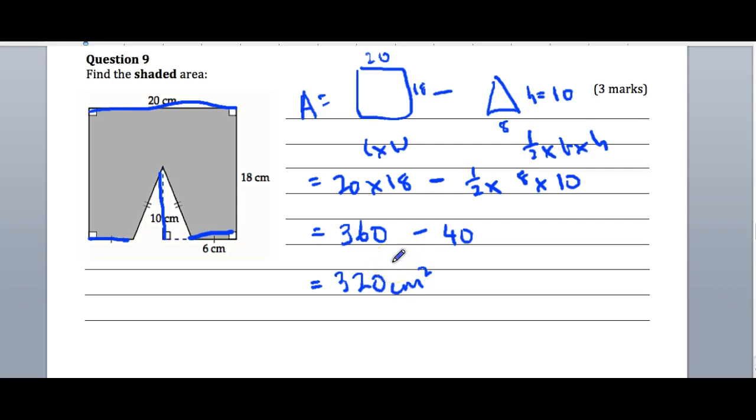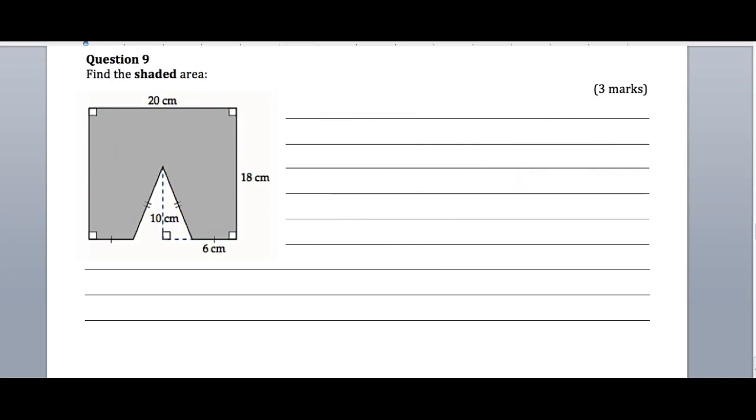Now for this one, there really isn't an easier way to do it. I would not be splitting this shape up into smaller shapes. I mean, of course you can, but it would be very silly to do it that way. So the best way to do this is to take the bigger rectangle and take away the triangle.